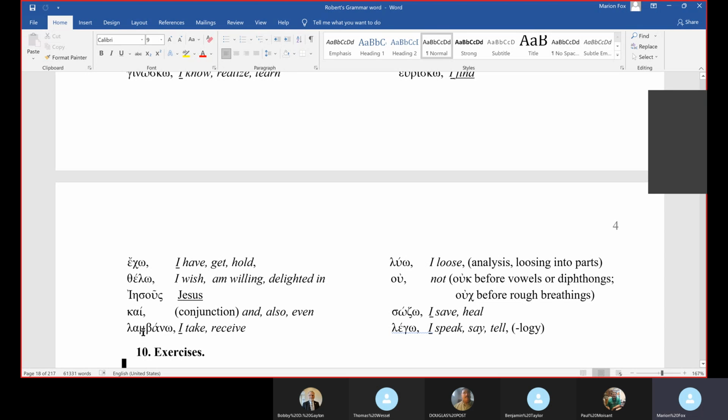Lambanō, three syllables. I take or receive. Now, this is in the active voice. My view and my understanding, and of course I could be wrong on this, is that when it's in the active voice, it should be translated I take. When it's in the passive voice, it should be translated I receive. That's my claim, and that's very important when you come to that word. It's found many times. We've also had luō already, and we'll come back and finish this next week, the Lord willing. Any questions or comments?